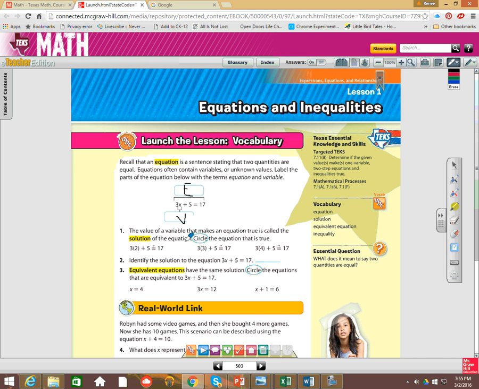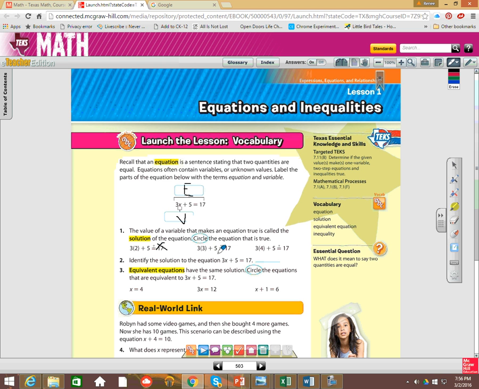The value of a variable that makes an equation true is called the solution of the equation. Circle the equation that is true. Now, it should be paused for you to go ahead and circle what is true. So, pause the recording. Okay, now let's look at it. 3 times 2 is 6, plus 5, it's 11. Is it 17? No, so that one is not true.